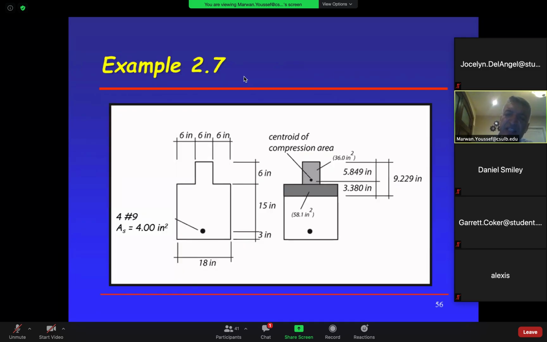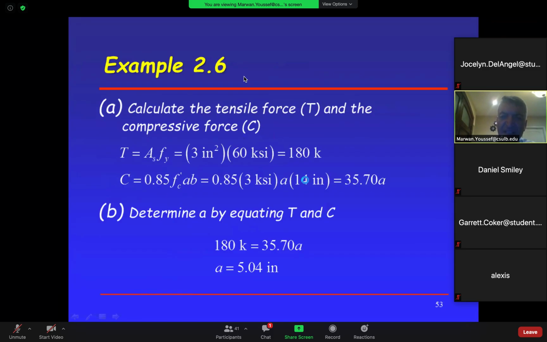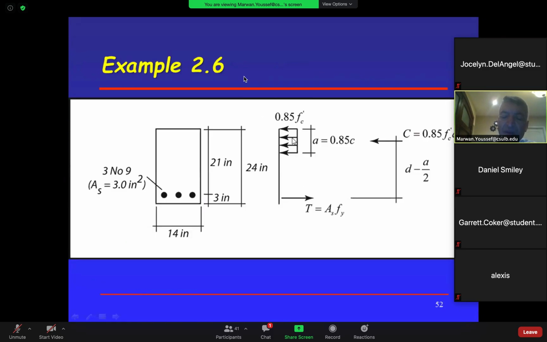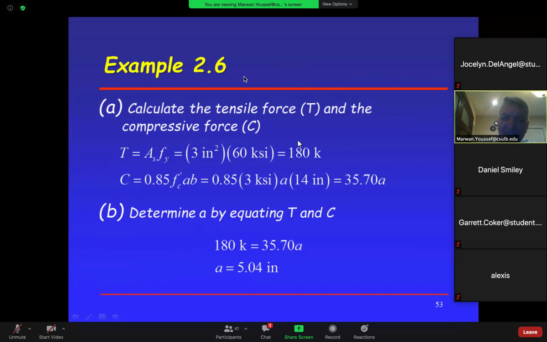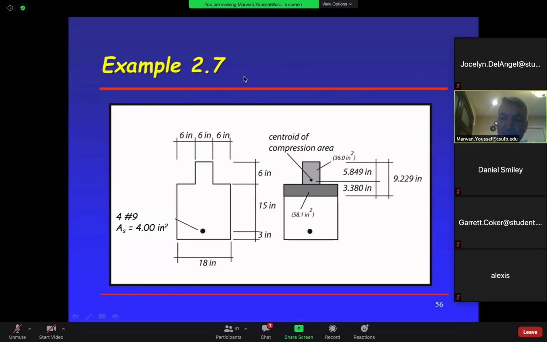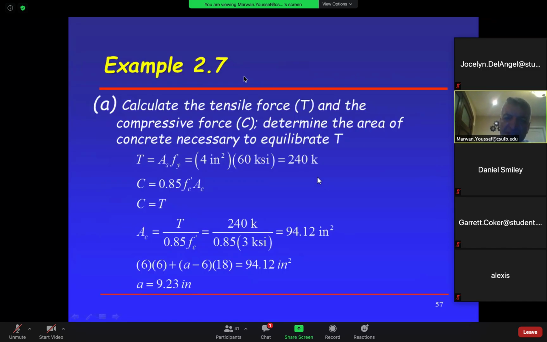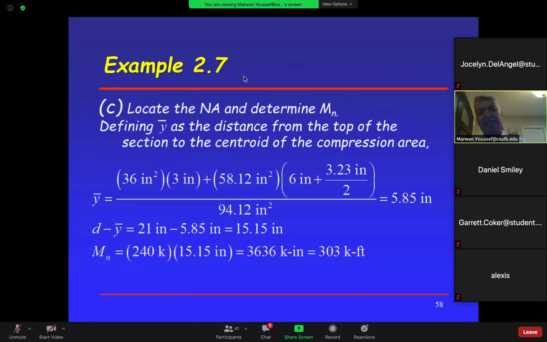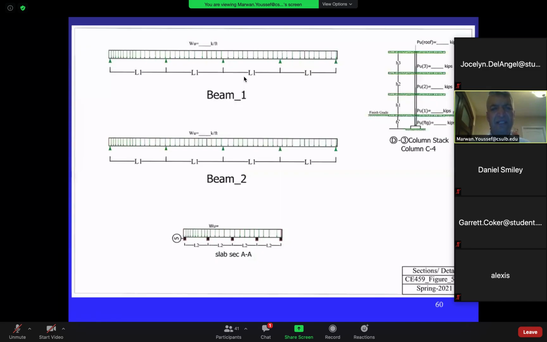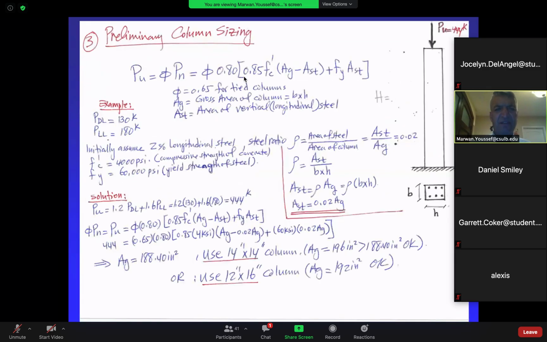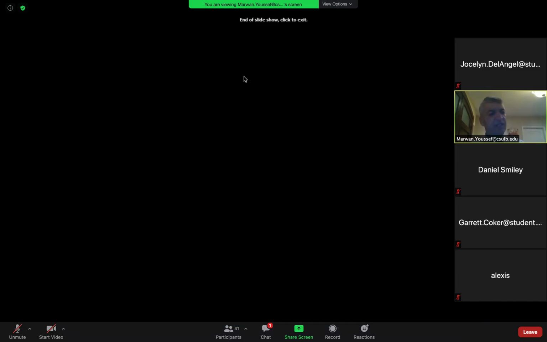The only thing is we're going to calculate the compression area, because remember what we did here, we apply C at the centroid of that. Same thing here. We're going to calculate this area and apply this T at the centroid. But we have to calculate the centroid of that. That's why let me skip it. I'll come back to that. Okay? I'll come back to this. Let me see what else we have here. So we're almost done with this chapter.